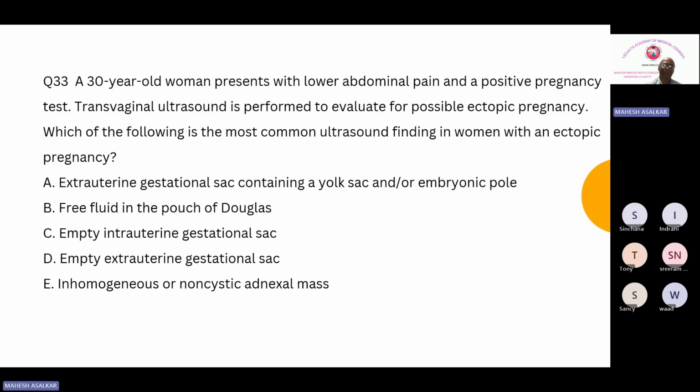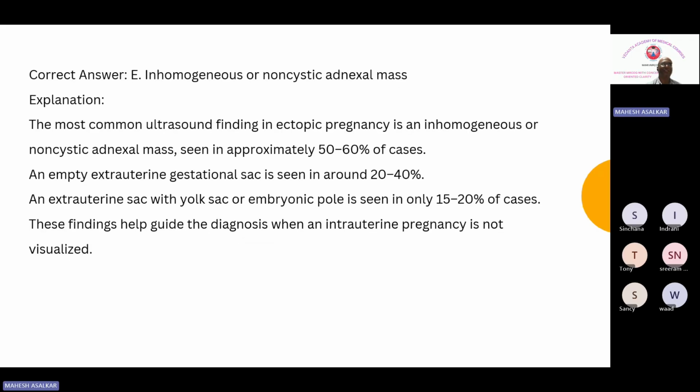How many percent, doctor? 50 to 60% is the answer. Inhomogeneous or non-cystic mass is the most common, seen in 50 to 60% of cases. Empty G-sac is seen in 20 to 40%. And a G-sac with a live embryo or without cardiac activity, that is the least common, 15 to 20%. Okay.